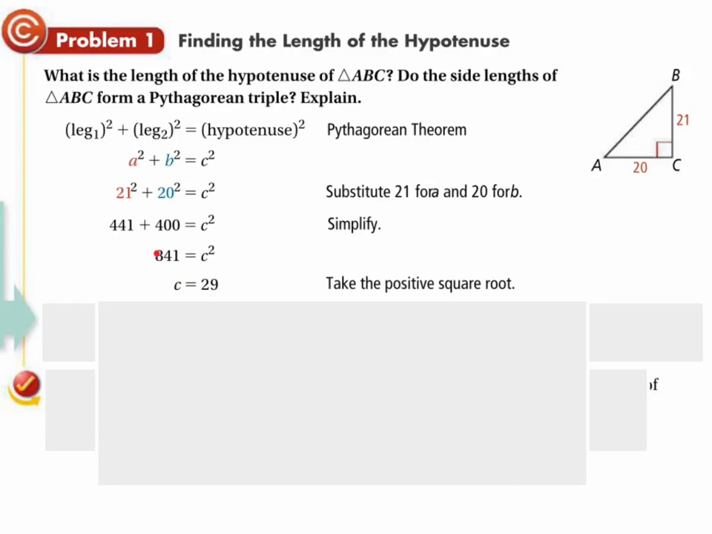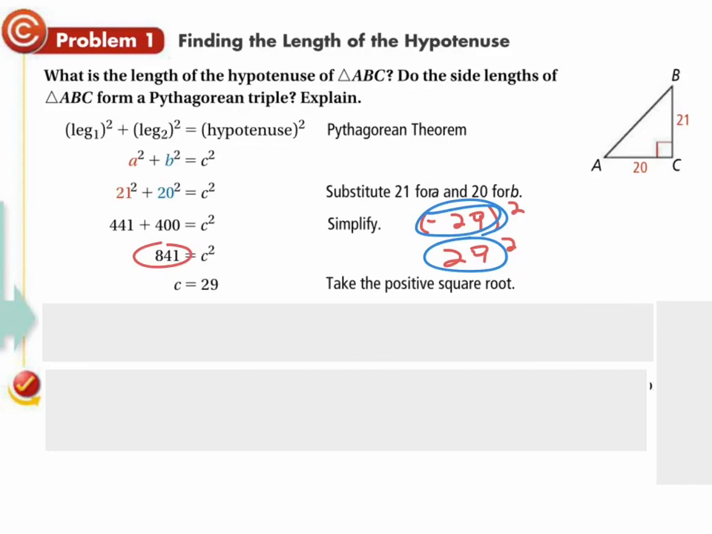When you take the square root of a number, remember, when it says here take the positive square root, what they're getting at is this: negative 29 squared, negative 29 times negative 29, is the same as positive 29 times positive 29. So when you square root 841, in this case, it could be equal to negative 29 or positive 29. Since we're talking about lengths, and lengths are always positive, we're going to take the positive square root.